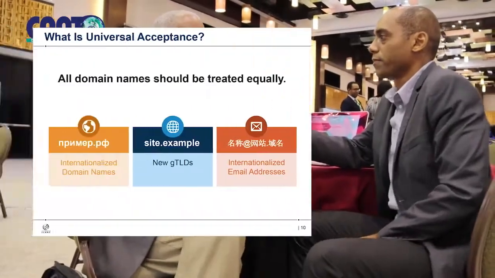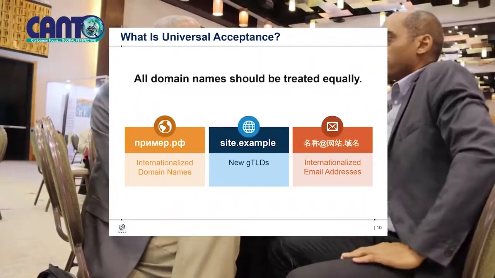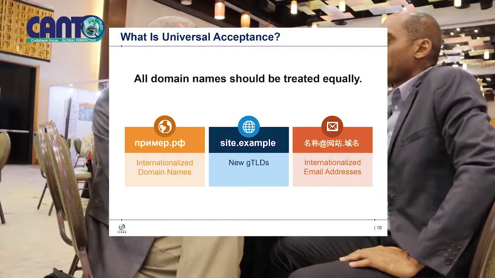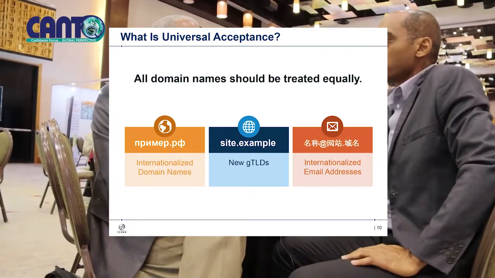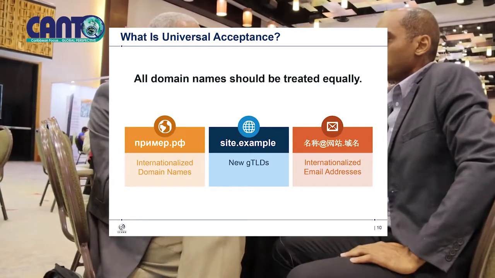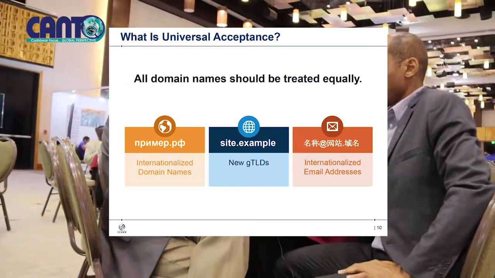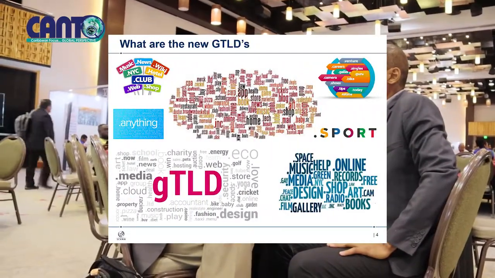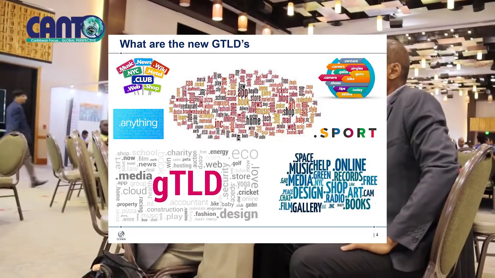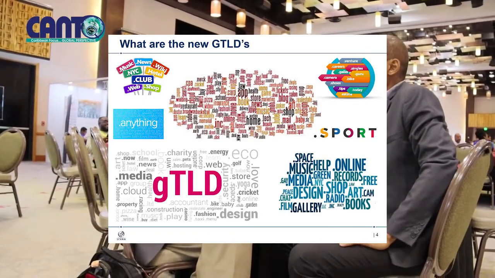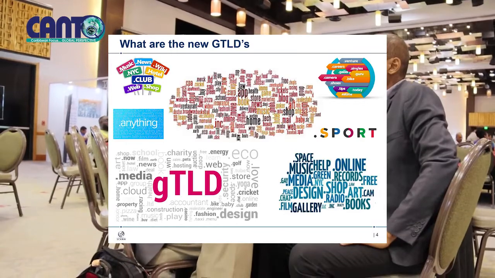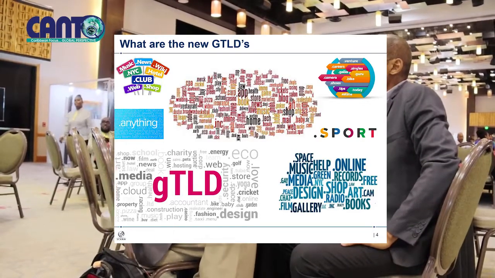Okay, so universal acceptance is essentially a concept which says that all domain names and all email addresses should be treated equally on the internet. And the interesting thing is that there has been a tremendous expansion in the domain name system. There have been new generic top-level domain names put into the root, names like .hotels, .cars, .books, and .online to make the internet more interesting.